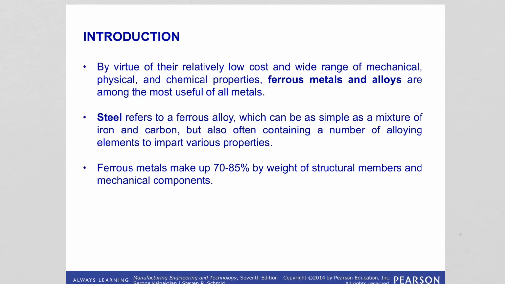Ferrous metals make up 70 to 85% by weight of structural members and mechanical components. So where do we use ferrous metals and alloys? As sheet steel for automobiles, plates for boilers, ships, bridges, structural members such as I-beams, railroad rails, tools, dies, molds, fasteners such as bolts and nuts.